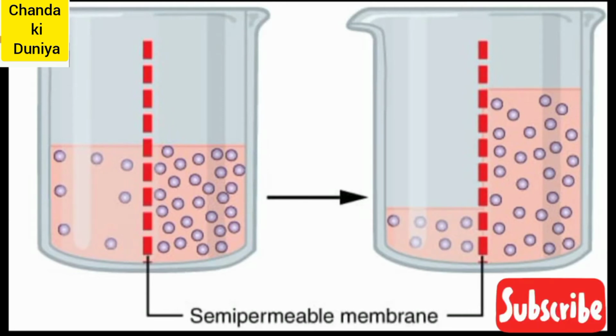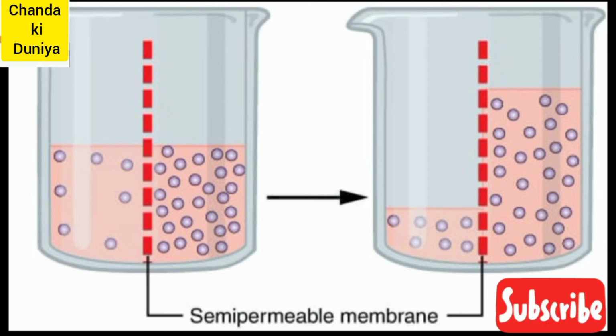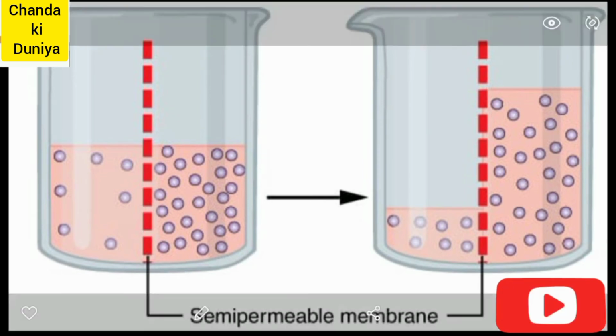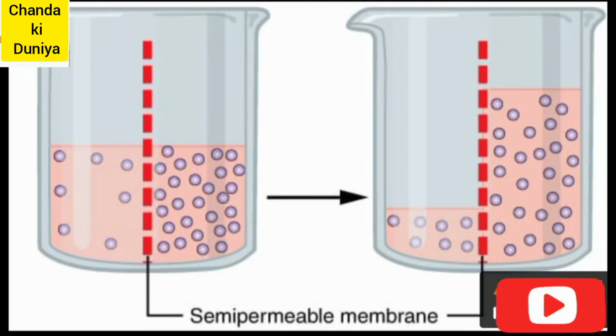Now we will learn the second type of passive transport. First we already learned diffusion, and there are two types of diffusion, simple diffusion and facilitated diffusion. Now we are going to learn the second type of passive transport, which is osmosis. Let's talk about osmosis. The diffusion of water across the selectively permeable membrane from an area of higher concentration to an area of lower concentration.